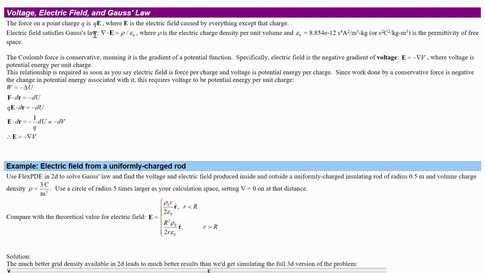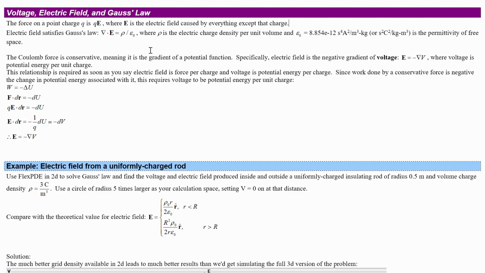First up, voltage, electric field, and Gauss's law. The force on a point charge Q is Q times the electric field. So Q is a scalar, but the electric field being a vector gives us a force vector. E is the electric field caused by everything except that charge. So the charge itself does create an electric field, but this electric field is seen by things besides that charge.